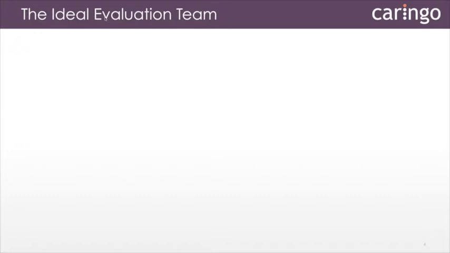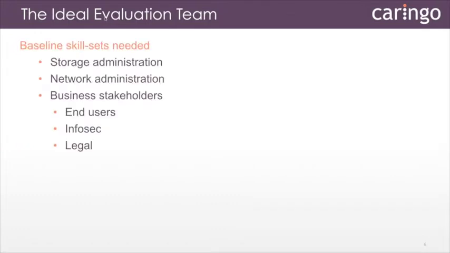So let's start with the ideal evaluation team. Now, in small organizations, this can be just 1 or 2 people with all these skill sets. In larger organizations, it can be a larger team. But from a baseline skill set, on your object storage evaluation team, you should really have a storage administrator. You should have a network administrator, someone who knows not only about your existing network configuration, but can also make modifications if needed.